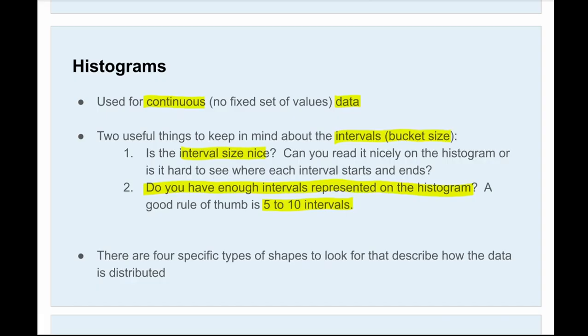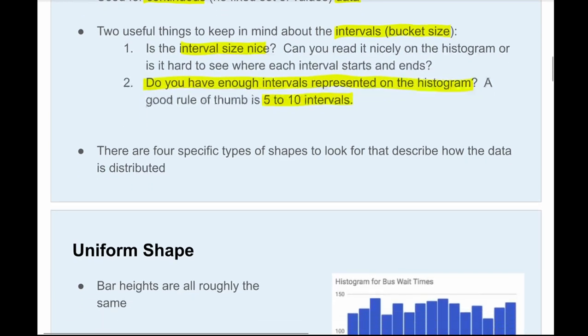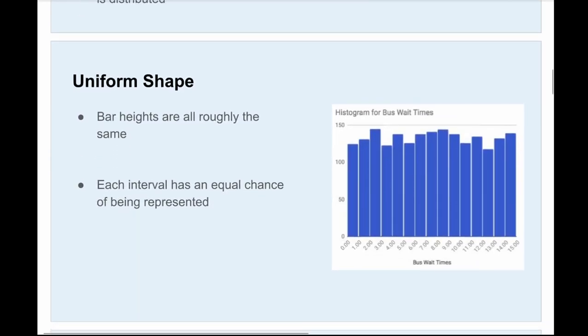Now, once you create that histogram, now you're going to look for a specific shape, or one of 4 types of shapes, to describe it. The first is the uniform shape. And in the uniform shape, bar heights are all roughly the same, and each interval has an equal chance of being represented.